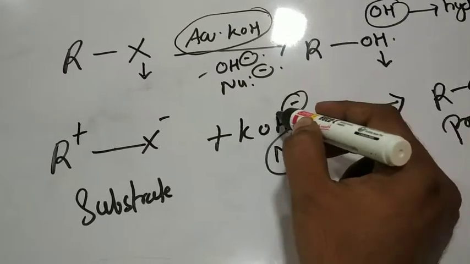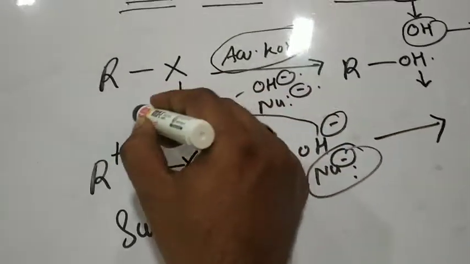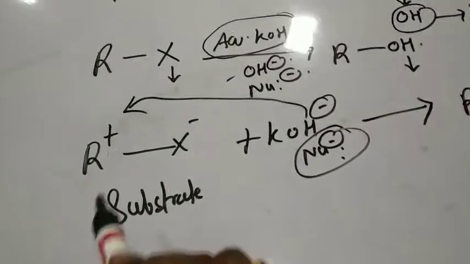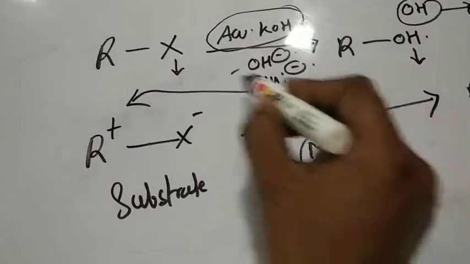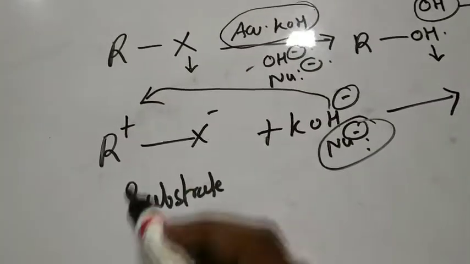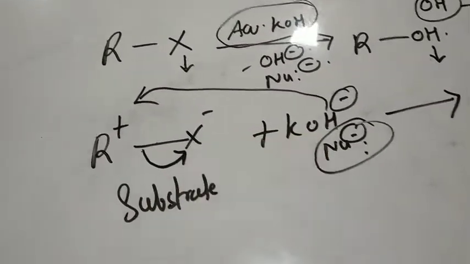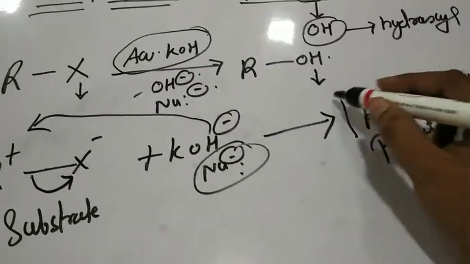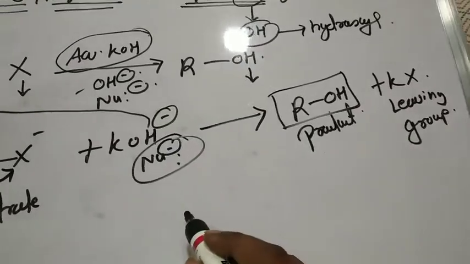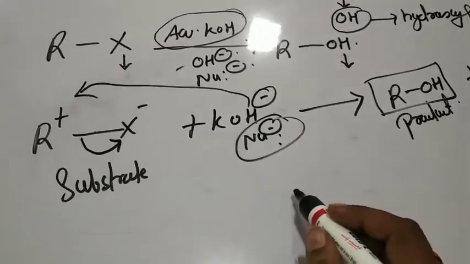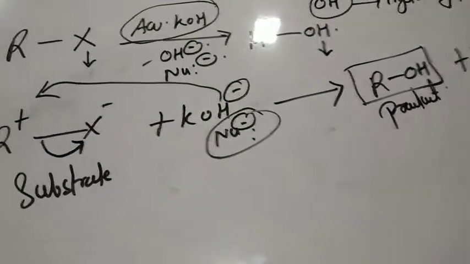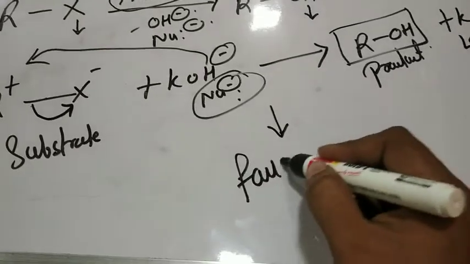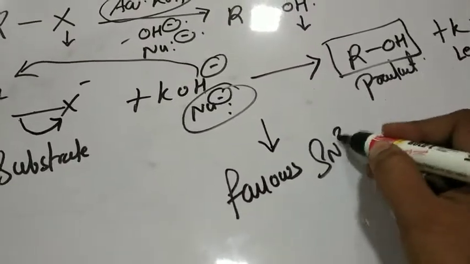Here this OH minus will attack on this substrate R plus. You all know that the negative will always have an attraction for the positive. So OH will go and attack this R plus, and X minus will take away the electron and go away, and it will form the product ROH, with KX as the leaving group. So what kind of a reaction is it? Are you all able to recall? This kind of a reaction follows the SN2 mechanism.